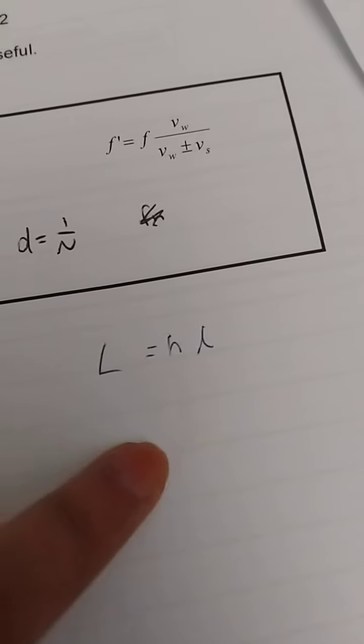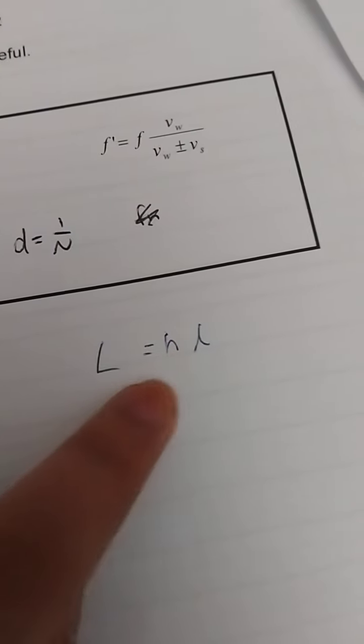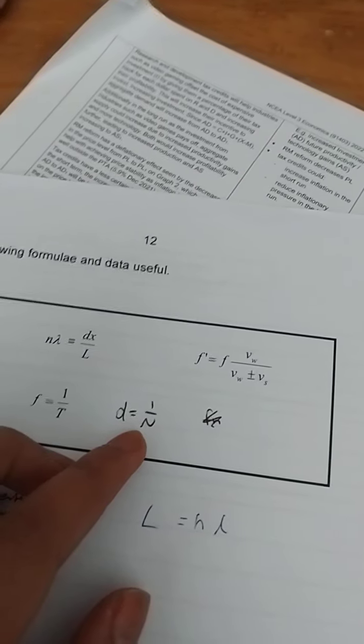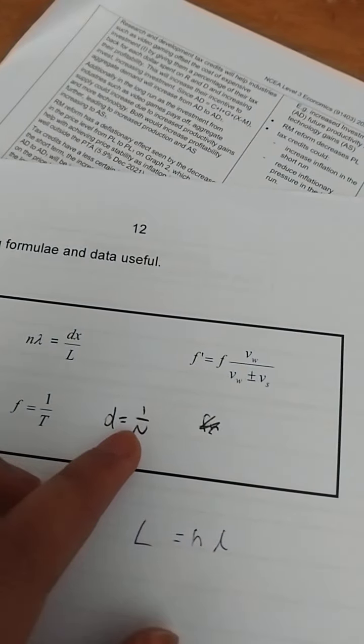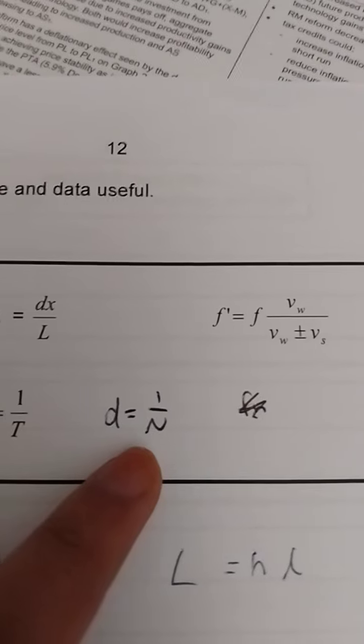For example, if you know the length that the wave is traveling through and you also know your harmonic, you can solve to find the wavelength. If you're given the number of lines per millimeter of a diffraction grating, you use this equation. If your n is given in millimeters, make sure to times it by 1000 to turn it into meters.